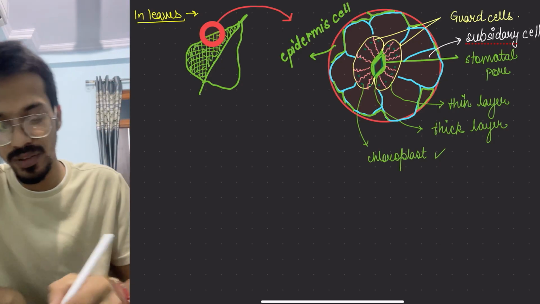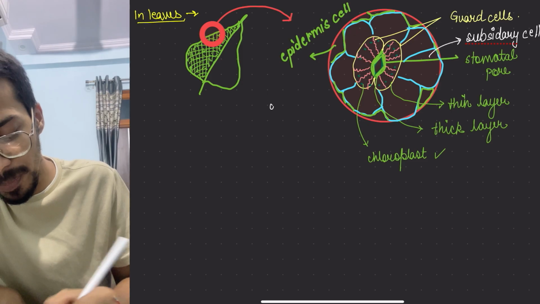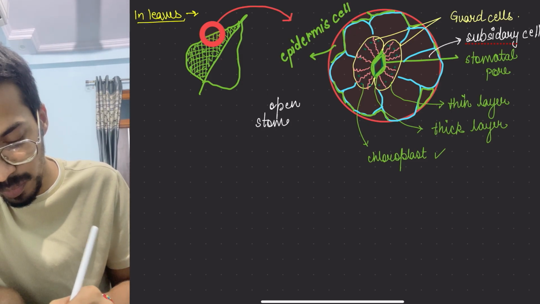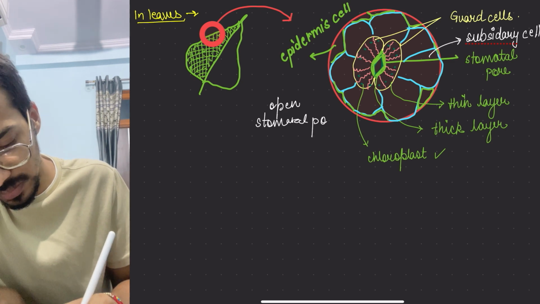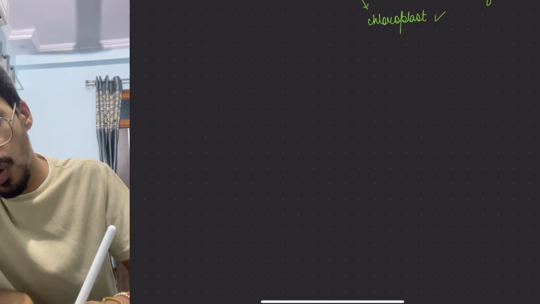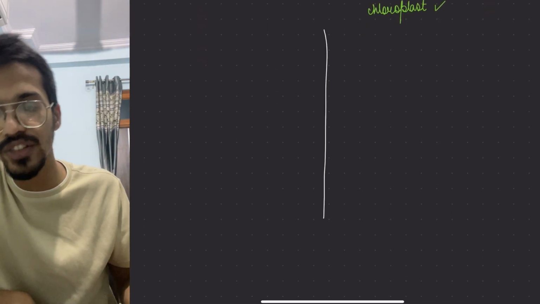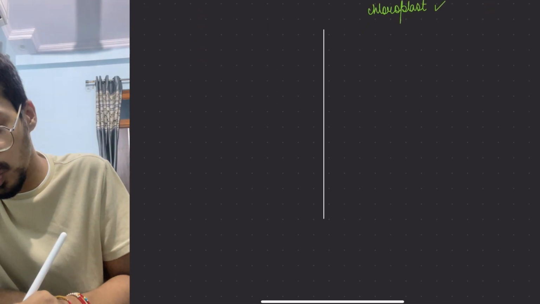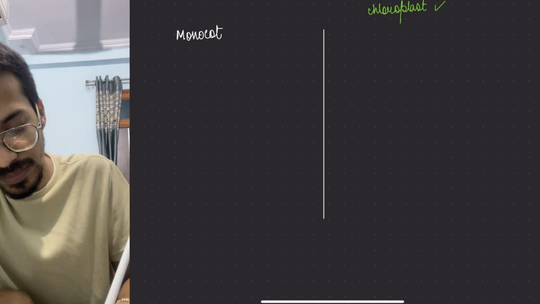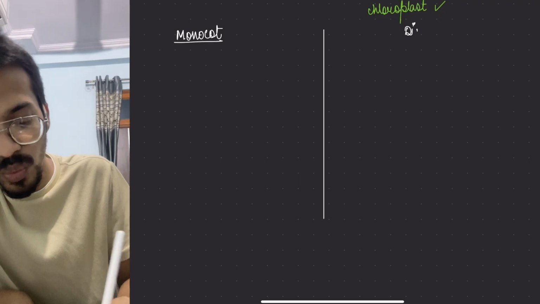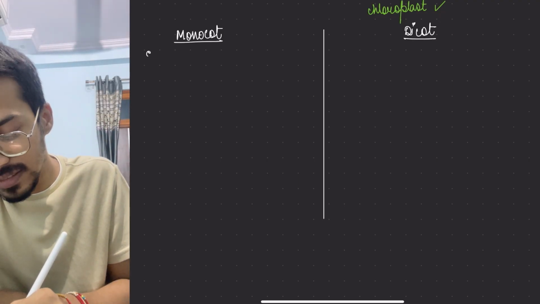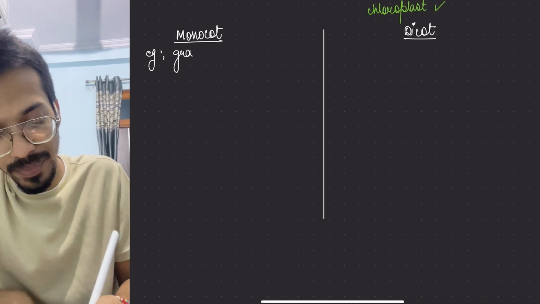So here I have made an open stomatal pore. This is what I have shown. Now these stomata in monocot and dicot plants, as you know that angiosperms are of two types. One is monocotyledonous and the other is dicot. So these two will have different types of them. Monocot examples are grasses, and dicot examples are gram.